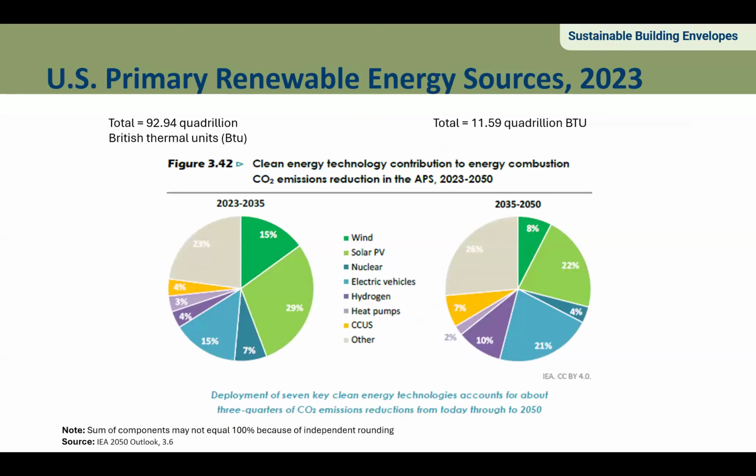Here we're talking about renewable energy sources and how they are going to change and evolve from 2023 to 2035, and then the forecasted growth for 2035 through 2050. You can see solar is actually going to become a smaller part of it.